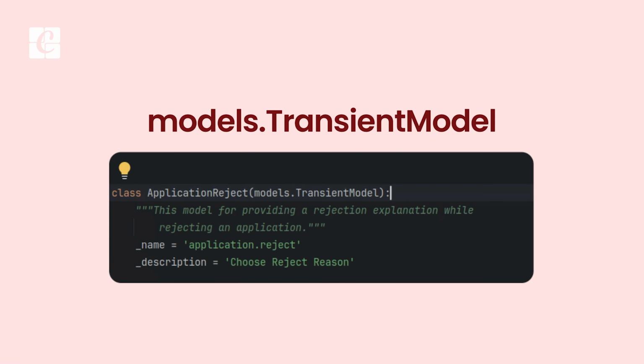The second one is the transient model, which is written as models.TransientModel. This is basically used for temporary storage of data, and it is commonly used in wizards. For example, when you want to get a report, you provide a date range and get the records right after. But after discarding the wizard, the data will be automatically removed by Odoo.